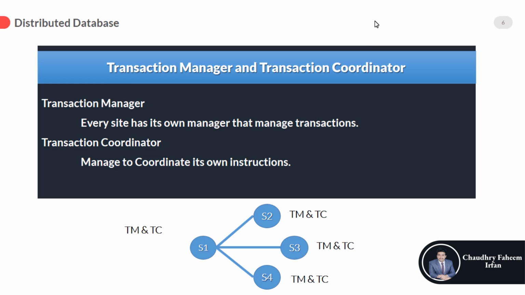So the transaction coordinator manages its own transactions. If S1 initiates the request or a transaction, then the transaction coordinator will take care of that transaction. Otherwise, the transaction manager will take care of all the transactions. For example, if S2 sends transactions to S1, then the transaction manager at S1 will take care of them, and at S2 the transaction coordinator will take care of the transactions because they are its own. So every site has a TM and a TC, like here at S1, S2, S3 and S4 respectively.